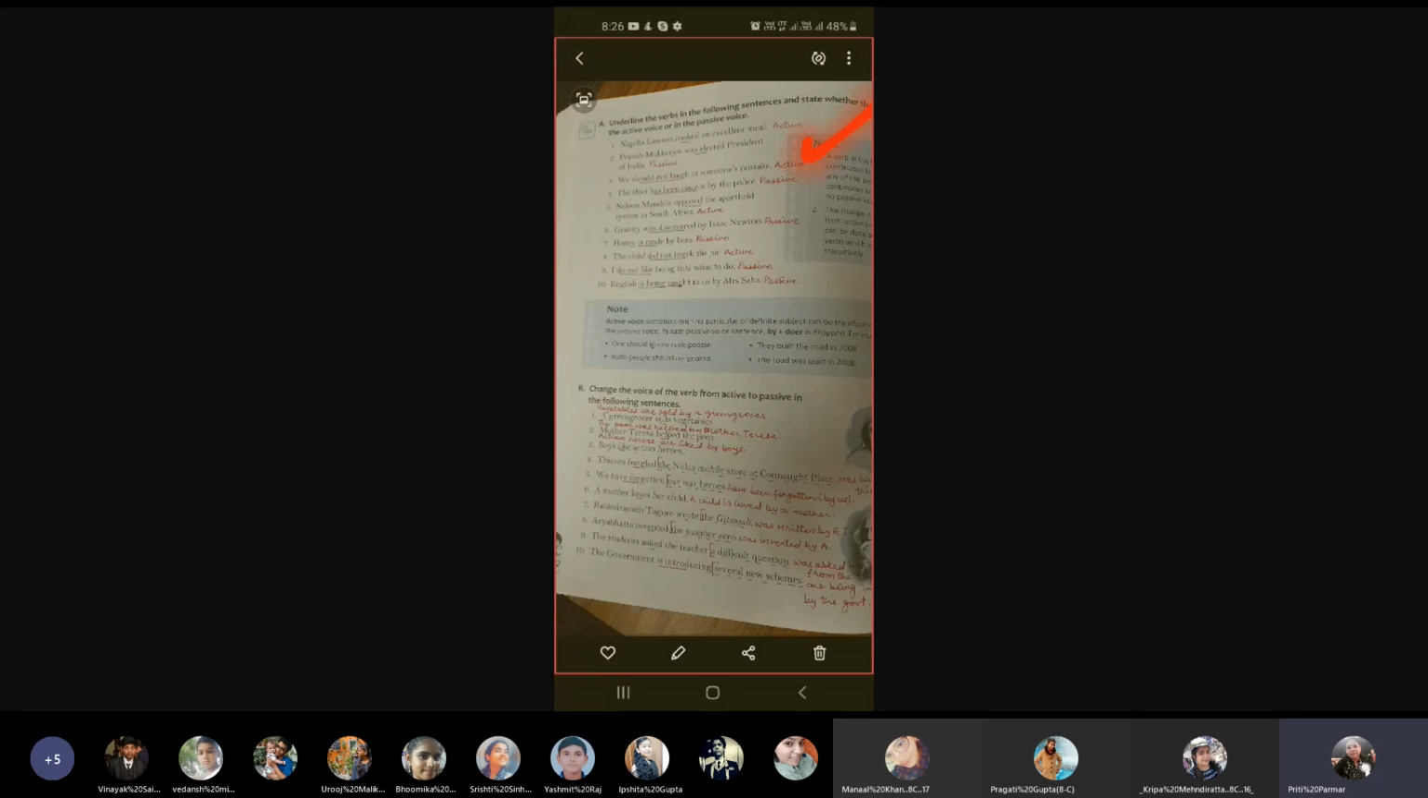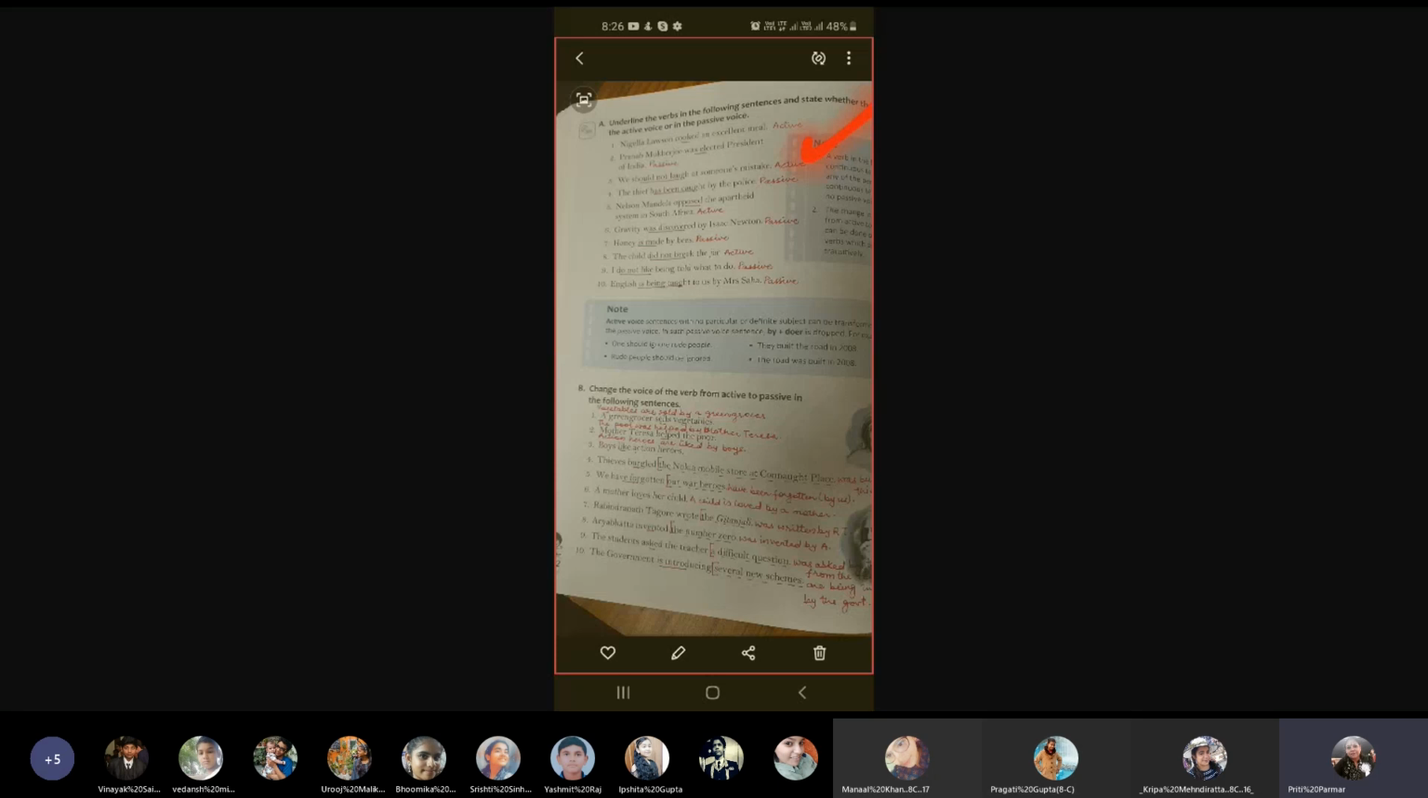Now, by us is in brackets. In the exam, you can just write, our war heroes have been forgotten. And it is all in all complete. Number six, a mother loves her child. Answer, a child is loved by a mother. Number seven, Rabindranath Tagore wrote the Gitanjali. Answer, the Gitanjali was written by Rabindranath Tagore.